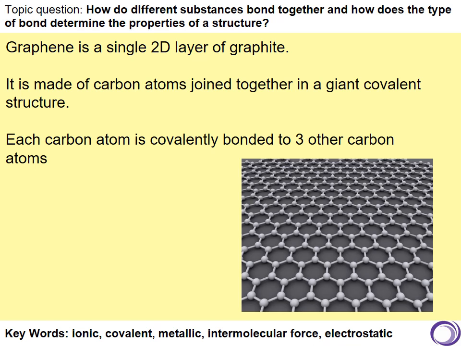So graphene is a single 2D layer of graphite. It's made of carbon atoms joined together in a giant covalent structure, and just like with graphite, each of the carbon atoms is covalently bonded to 3 other carbon atoms.